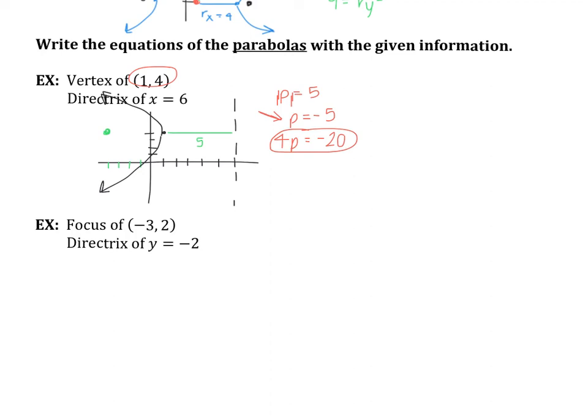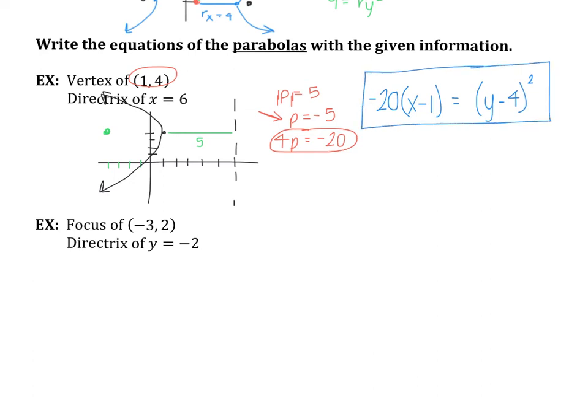So let's start my equation. I know it is x minus 1, and it's going to equal y minus 4 squared. So my y term is my squared term. Now I need to put that 4p into my problem. Well, the 4p goes in front of your non-squared term. So just like that, there's my equation. Okay, a lot of things happen based on this 4p right here.